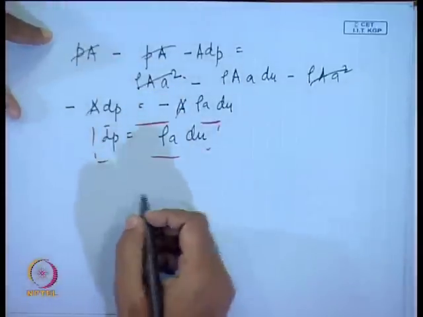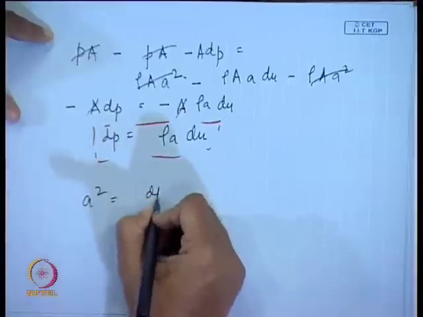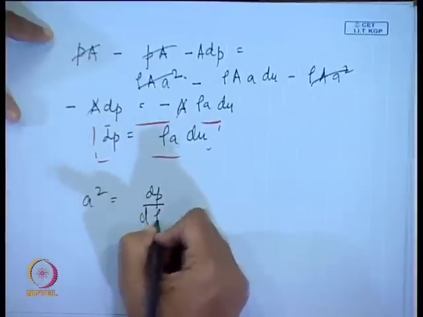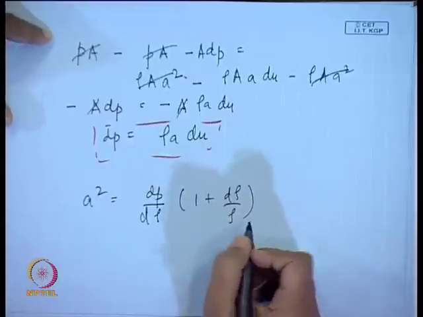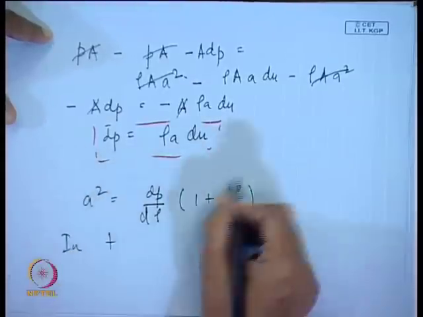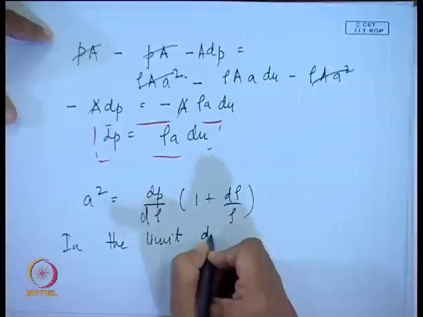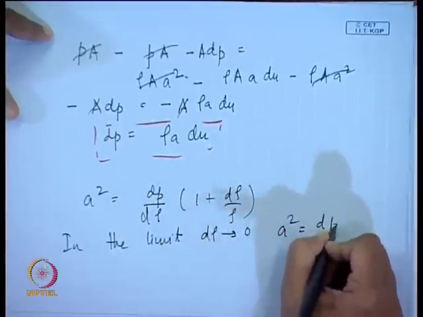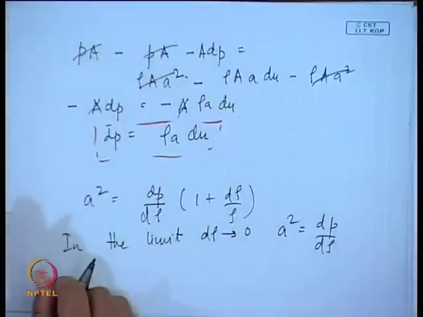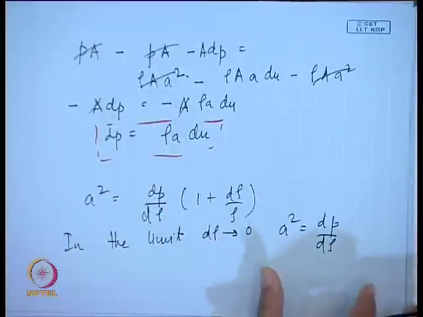We get that a squared, you just substitute it and you will find you get d p by d rho into 1 plus d rho by rho. Okay? You can cancel out this term in the very beginning, or you can do it at this stage as well. In the limit d rho tends to 0, what do we get? a squared is nothing but equal to d p by d rho. Agreed?